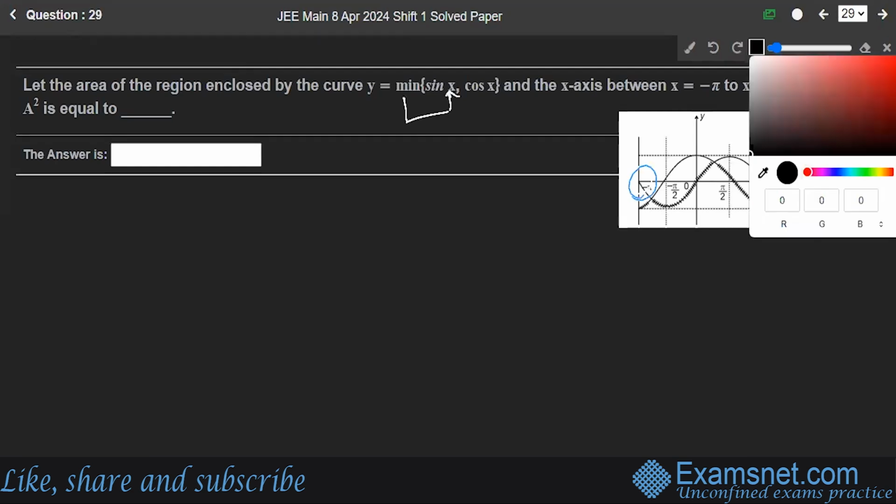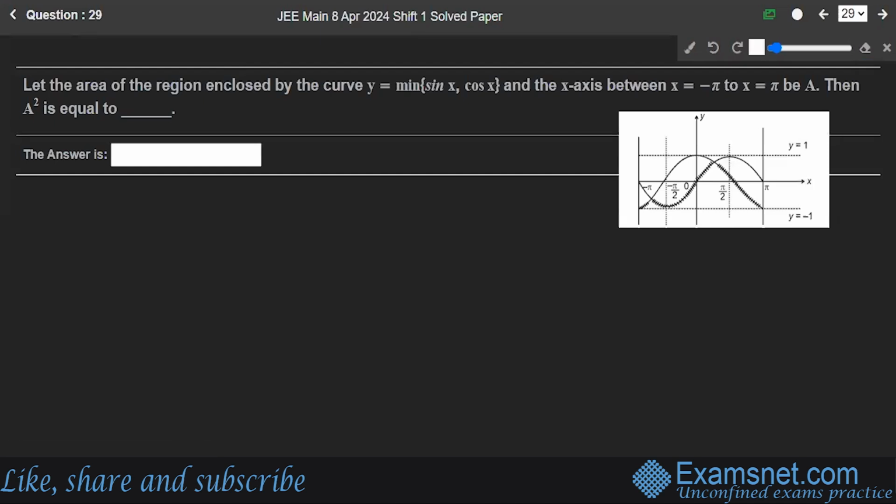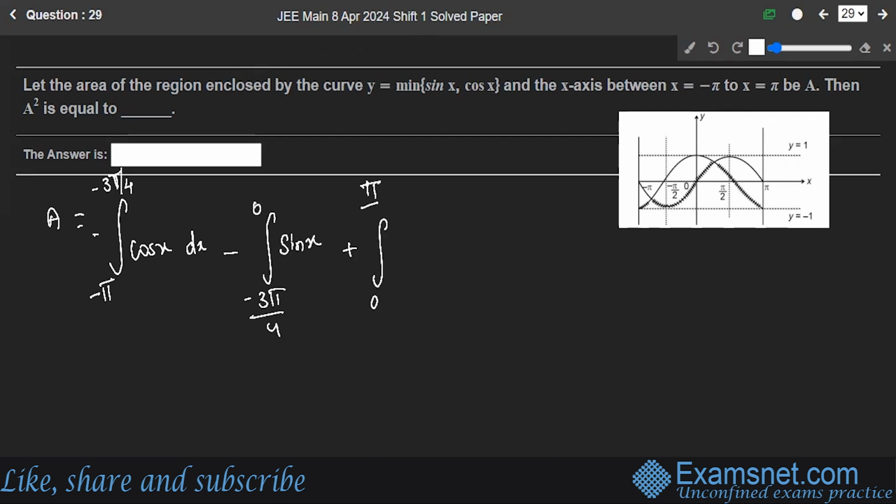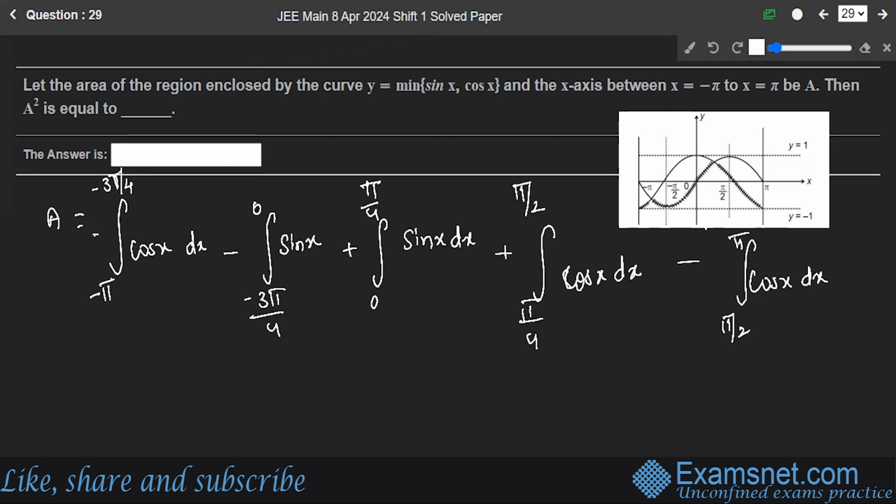All right. So let's go. The required area A will be given by the integral from minus pi to minus 3 pi by 4 of minus cos x dx, from minus 3 pi by 4 to 0 of sin x dx, from 0 to pi by 4 of sin x dx, from pi by 4 to pi by 2 of cos x dx, and from pi by 2 to pi of cos x dx, right?